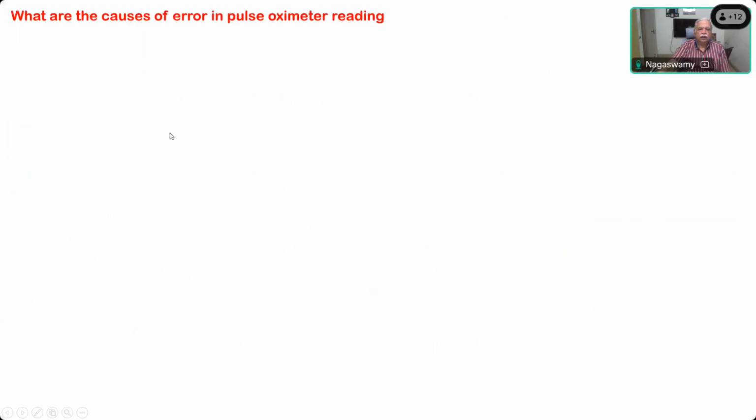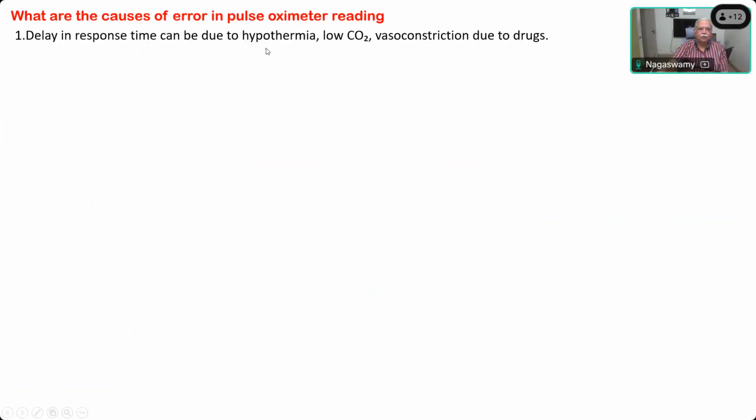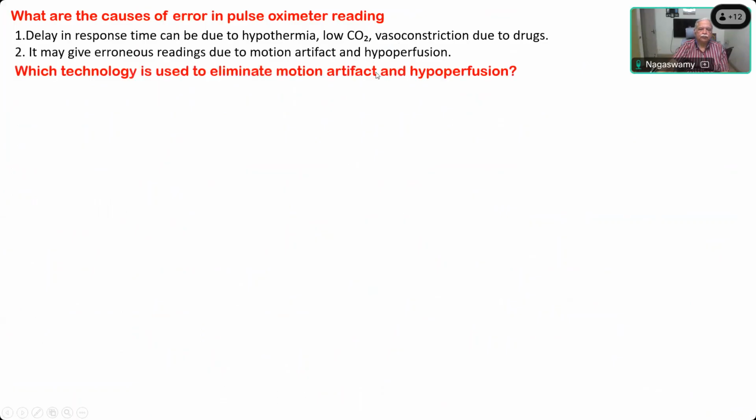What are the causes of error in pulse oximeter reading? Nail painting, shivering, hypothermia, carbon monoxide poisoning, methemoglobinemia. Delay in response due to hypothermia, low cardiac output, vasoconstriction due to drugs. It can give a wrong reading due to motion artifact and hypoperfusion, and it may also be because of dyes and other things. Which technology is used to eliminate motion artifact and hypoperfusion?